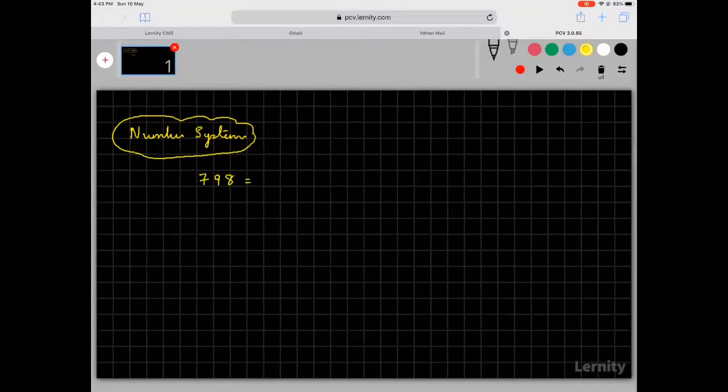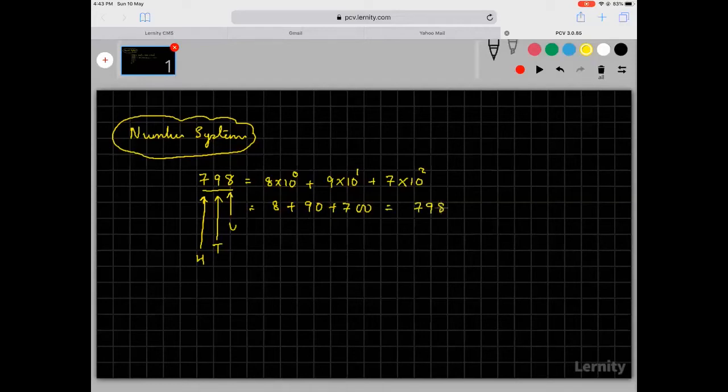Now, do you understand that 798 basically is a hierarchical arrangement wherein we say that this is the units place, this is the tens place, and here is the hundreds place, right? So there is a hierarchy of these digits. This 8 is the unit, so 8 into 10 power 0 plus 9 into 10 power 1 plus 7 into 10 power 2, right? So this is how you get it. Or we can say that this is equal to 8 plus 90 plus 700, so that when you add all of them you will get 798, right? So this is how you make the digits. So this is the units place, this is the tens place, and this is the hundreds place.